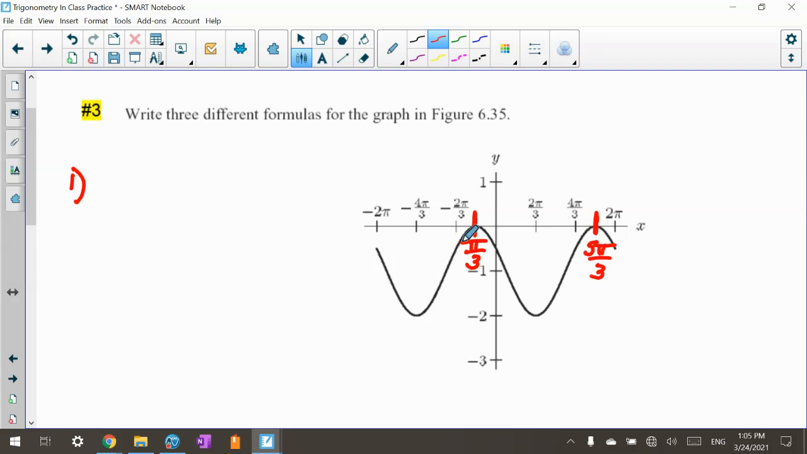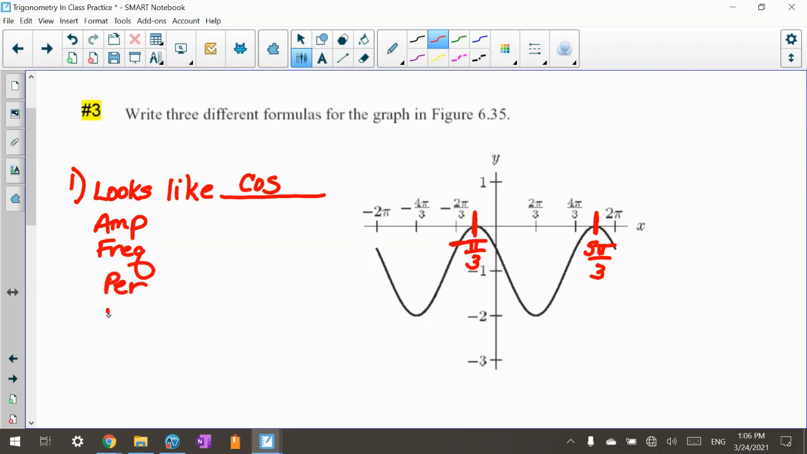So if you look between negative pi over 3, where I have pi over 3 here, and 5 pi over 3, this is 2 pi overall, just so you see that. I look at it, and it looks like it's starting high. It looks like cosine. So the first graph we're going to do looks like cosine. So I'm going to stack and rack amplitude, frequency, period, and midline.